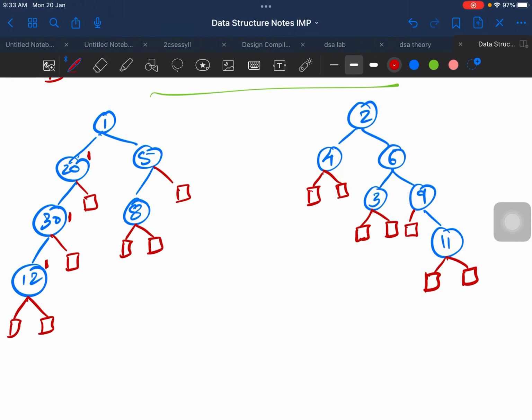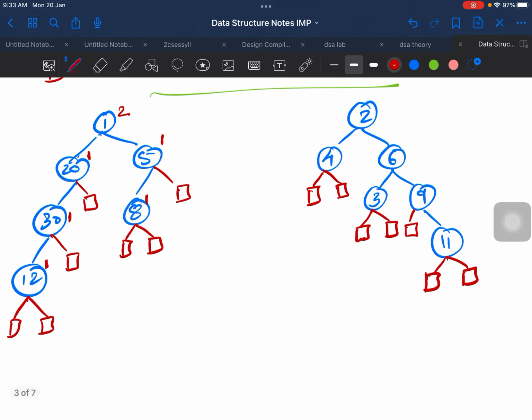Okay, now come to 8. The S value of 8 is 1 because the distance from the external node is 1. Then come to 5. The distance from the external node is 1. That's why the S value of 5 is 1. Now come to the root, that is 1. What is the S value of 1? So you have to find the minimum of the S values of the children. Okay, so one of the children has S value 1 and the other child has S value 1. Okay, so 1 and 1. What is the minimum value? 1 only. So 1 plus 1, that is 2. So 2 is the S value of this one.